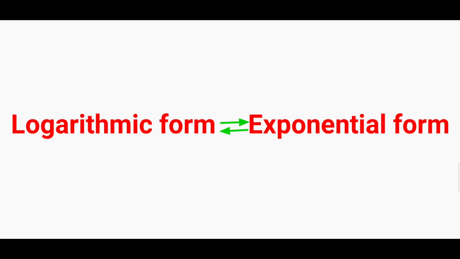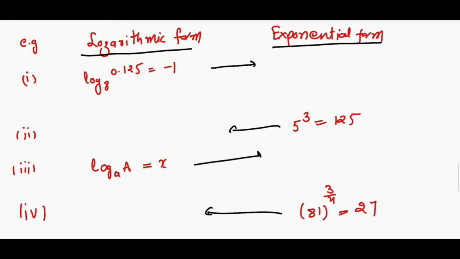To know more about logarithms or logs, let's take a few examples and see how we can change logarithmic form into exponential form and exponential form into logarithmic form. In this question we know 8 is my base and this is my power. So I can write this as 8 raised to power minus 1, which will be equal to 0.125. So this is my answer.